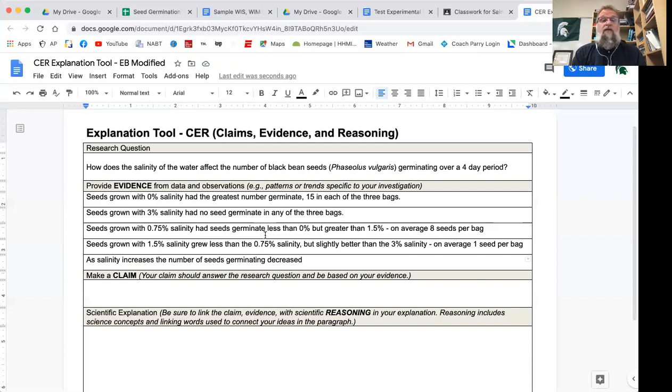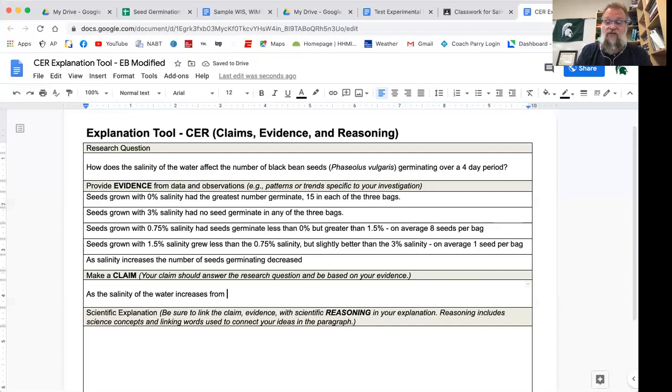So I'm going to fill in the evidence. Now, based on the evidence, I need to make a claim. A claim is an answer to your research question. So how does the salinity of water affect the number of black bean seeds germinating over a 4-day period? All right. Based on what I tested, as the salinity of the water increases, and I want to be somewhat specific. I want to talk about what I actually tested from 0% to 3%.